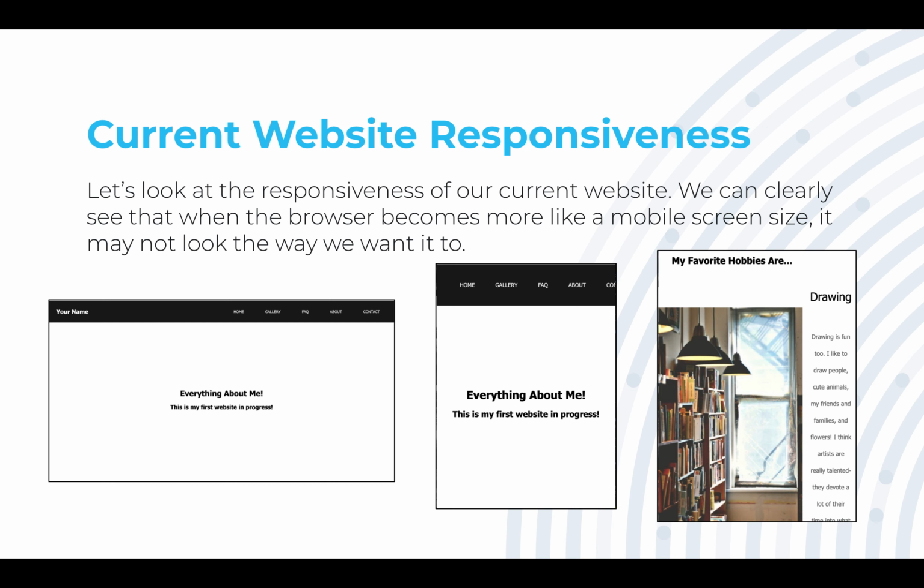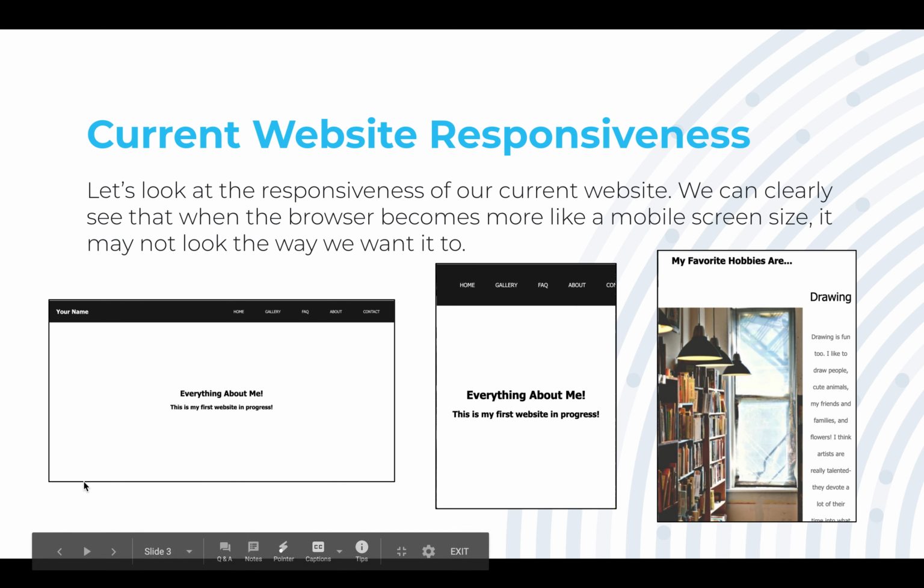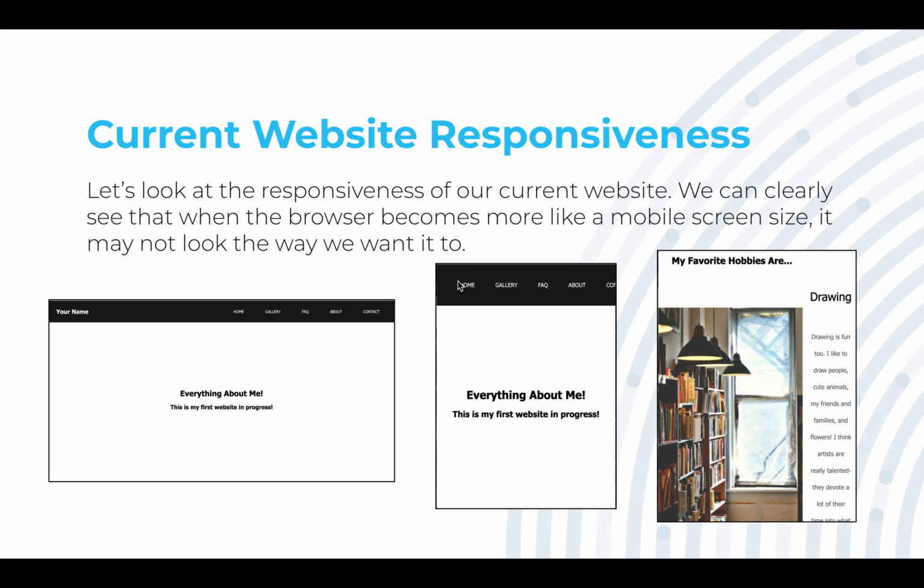So let's look at the current responsiveness of our website. We can clearly see that when our browser becomes more like a mobile screen size, it may not look like what we want it to. As you can see, the navbar on a normal desktop or computer is pretty normal. But when we have a mobile navbar, on a phone or a smaller screen size, it starts to get cut off. And we don't really want that.